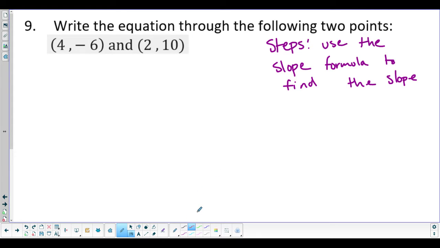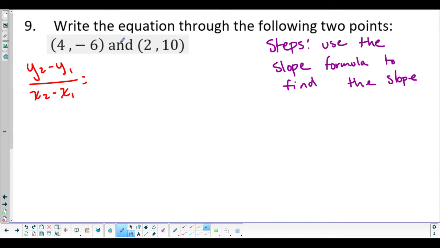Okay, and so we've used it 3 times so far on this review, which is a good indicator that you should have it on your note sheet. Okay, the slope formula, once again, is y2 minus y1 over x2 minus x1. Okay, basically that means change in y over change in x, right?